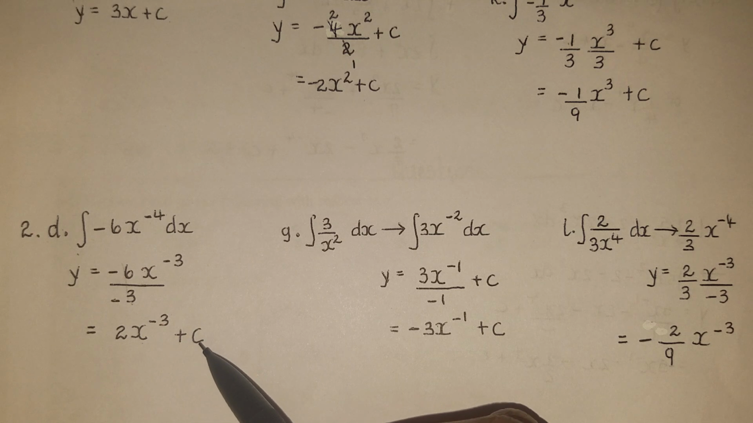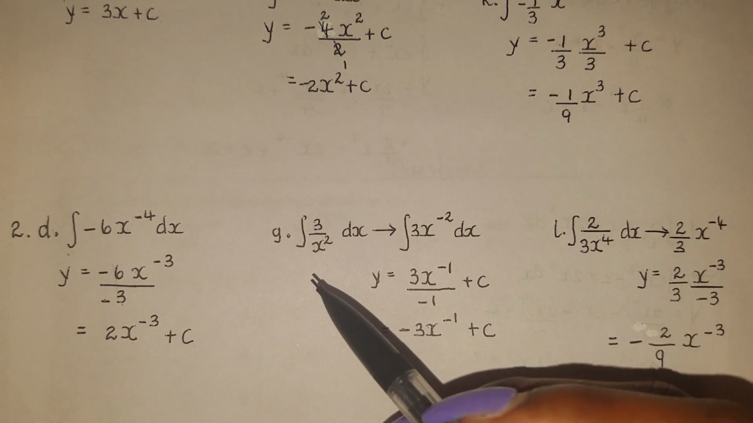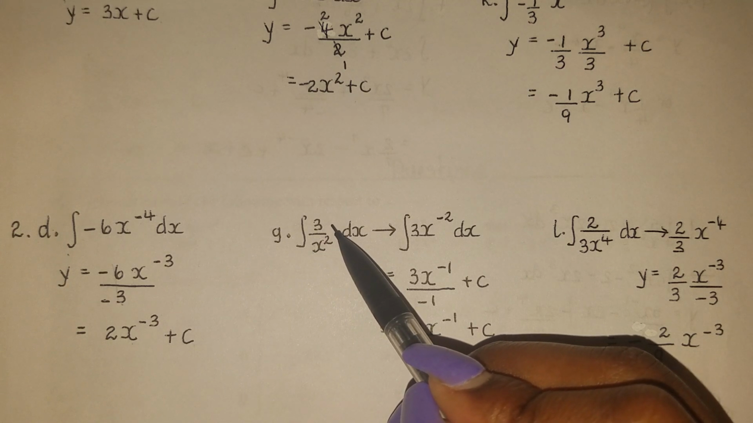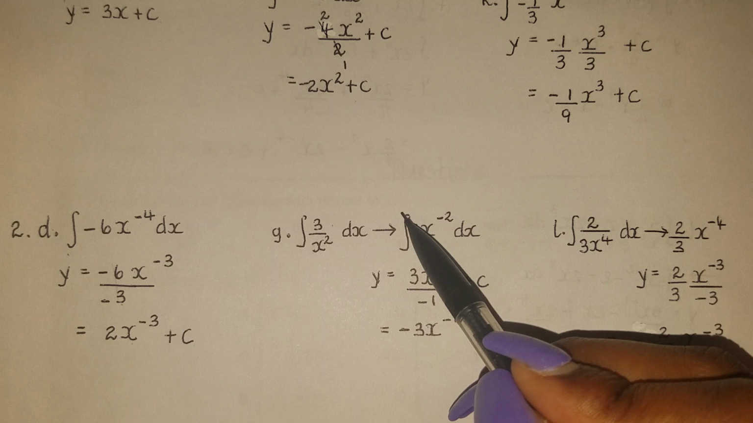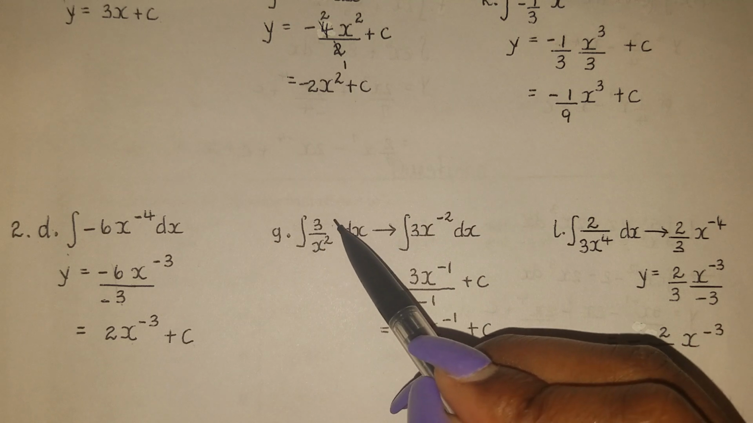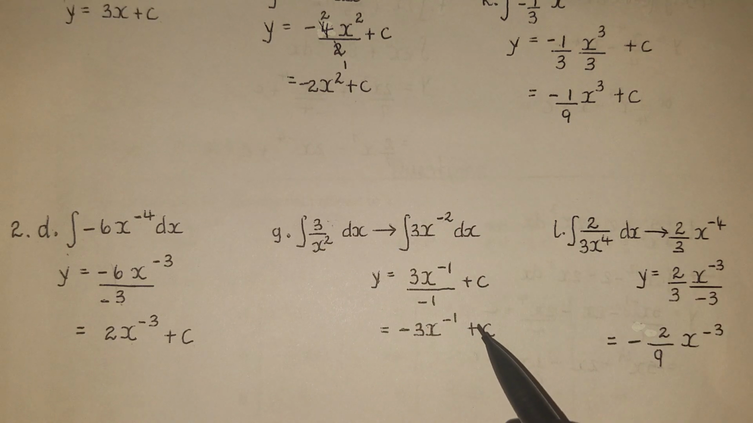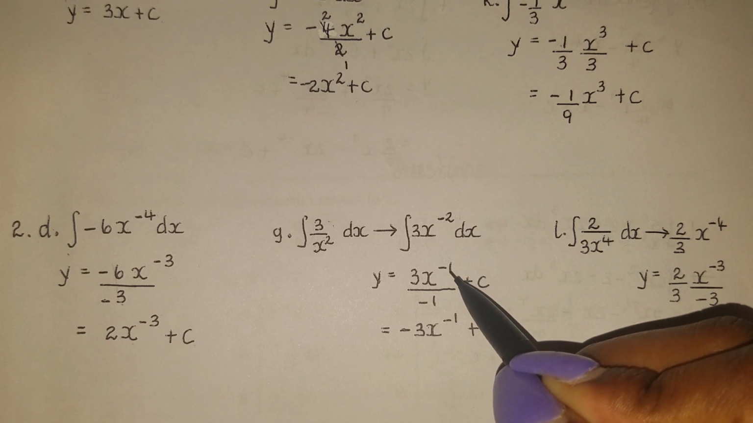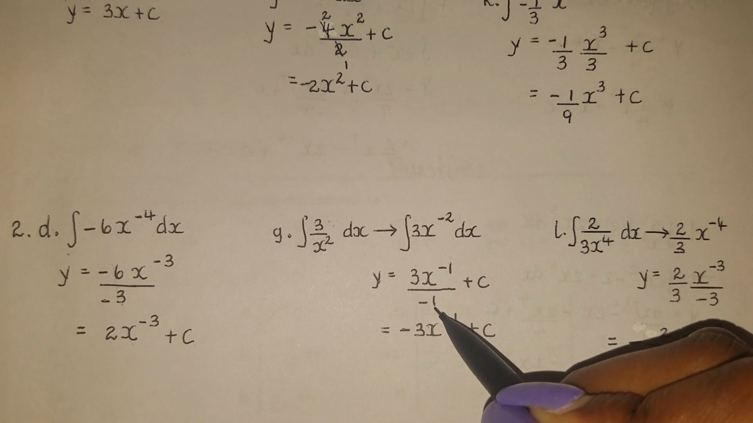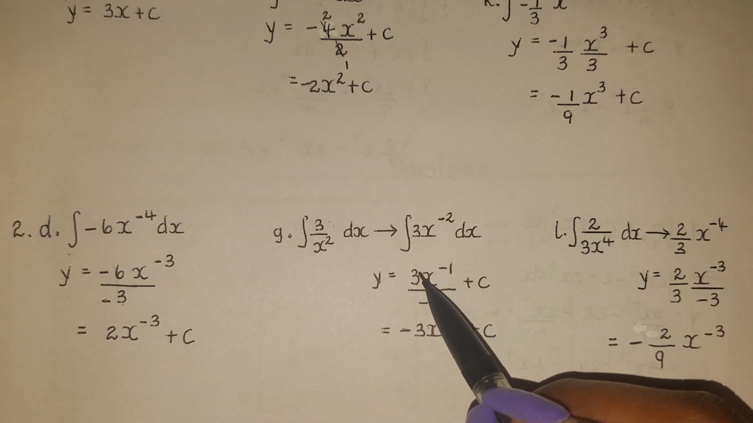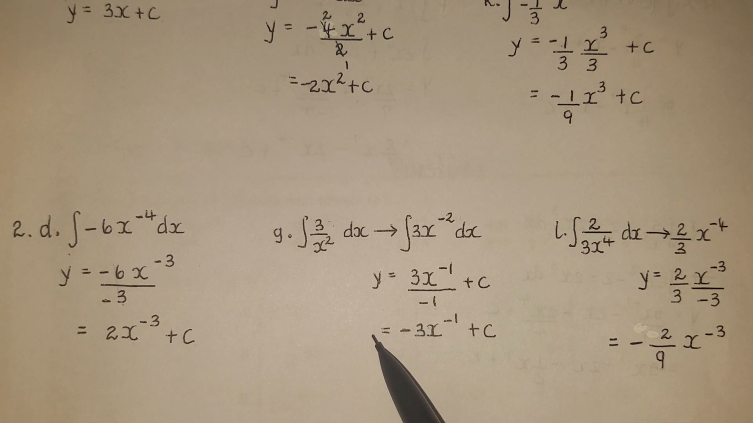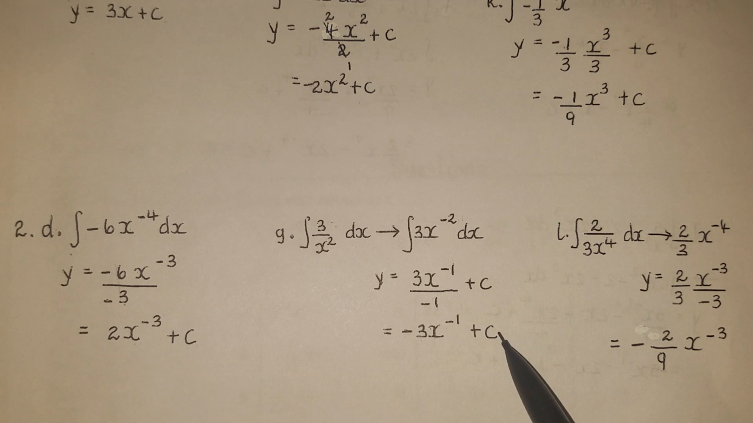3 plus c. In part G, this x squared is brought up, so now the function is rewritten as the integral of 3x raised to negative 2. Following the rule, add 1 to the power. This will give me a negative 1. I divide by that negative 1 as well. So simplified, 3 divided by negative 1 is a negative 3, making our answer y equals negative 3x raised to negative 1 plus c.